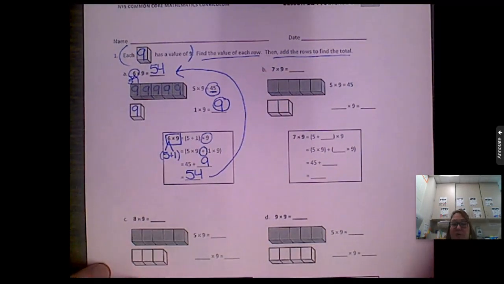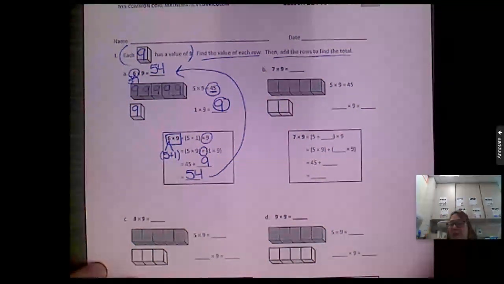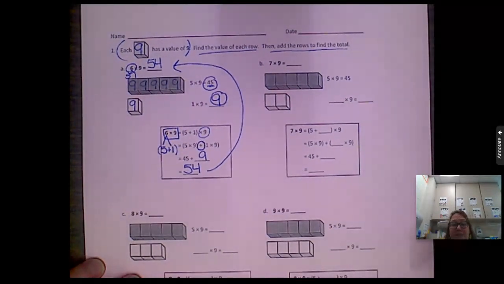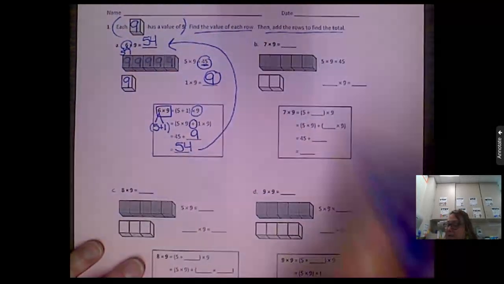Okay, good. This should be familiar to us, right? We have been working with the distributive property. This is not new. We've done things just like this. We're just continuing our practice, and today we're continuing our practice with 9s. Alrighty, so let's take a look at the next one.